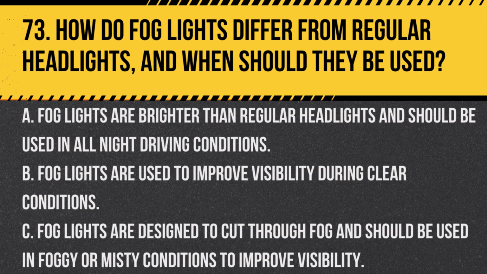Question 73. How do fog lights differ from regular headlights, and when should they be used? A. Fog lights are brighter than regular headlights and should be used in all-night driving conditions. B. Fog lights are used to improve visibility during clear conditions. C. Fog lights are designed to cut through fog and should be used in foggy or misty conditions to improve visibility. Answer C. Fog lights are designed to cut through fog and should be used in foggy or misty conditions to improve visibility. Their lower angle helps illuminate the road without reflecting light off the fog.